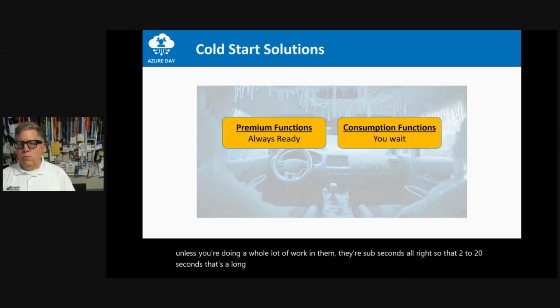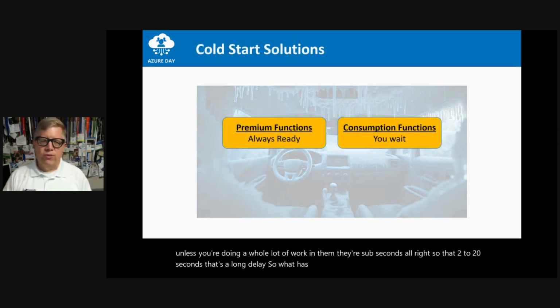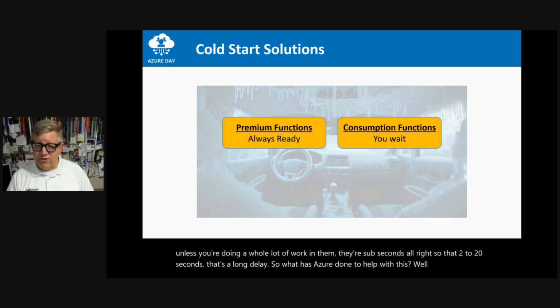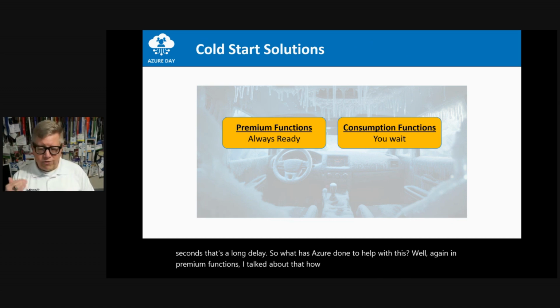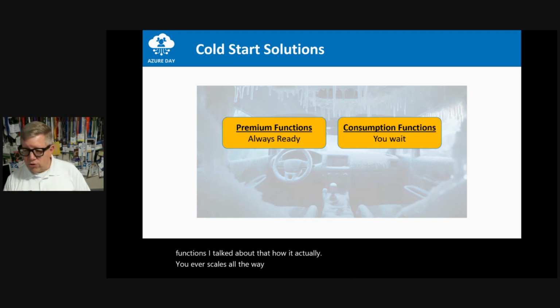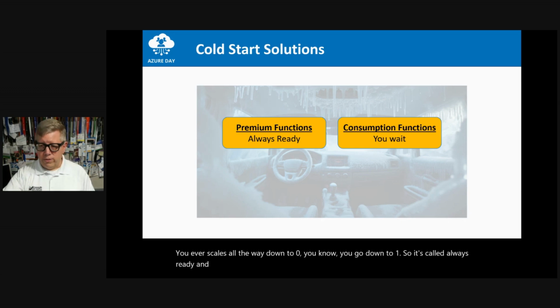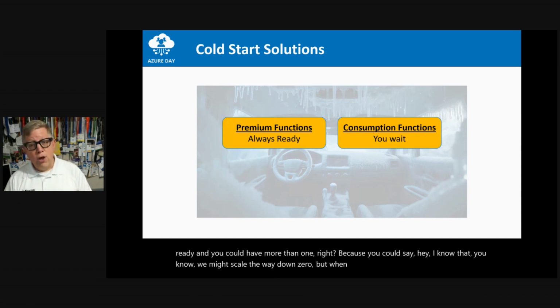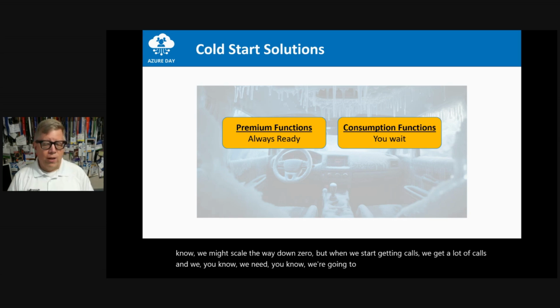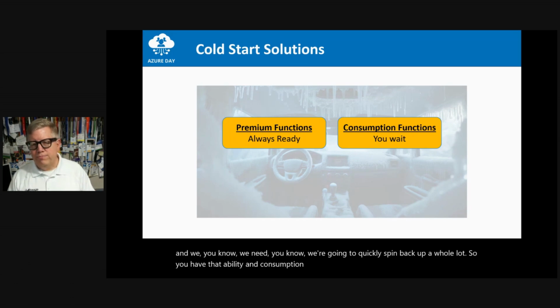So what has Azure done to help with this? Well, again, in premium functions, I talked about how it actually never scales all the way down to 0. You go down to 1. So it's called always ready. And you could have more than 1, right? Because you could say, hey, we might scale all the way down to 0, but when we start getting calls, we get a lot of calls, and we're going to quickly spin back up a whole lot. So you have that ability. In consumption functions, technically you wait. Now, I will say there are a couple of ways how you can get around that.